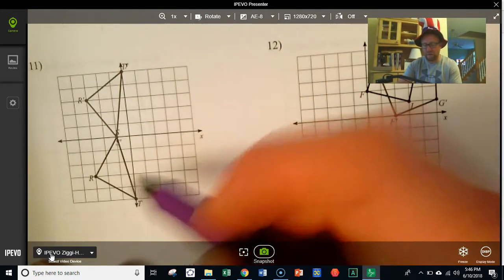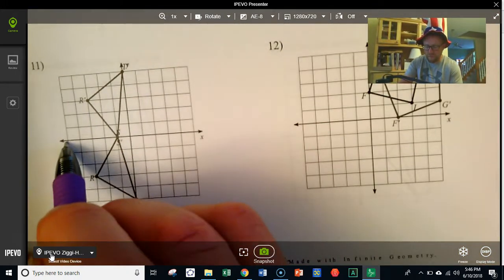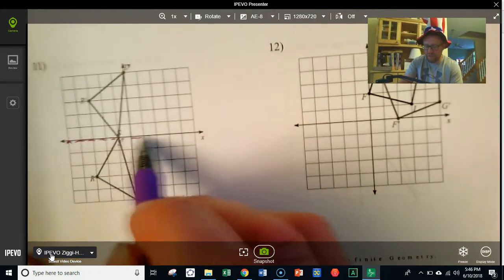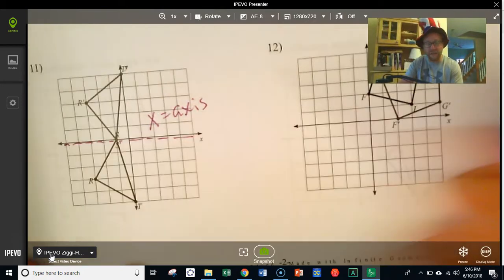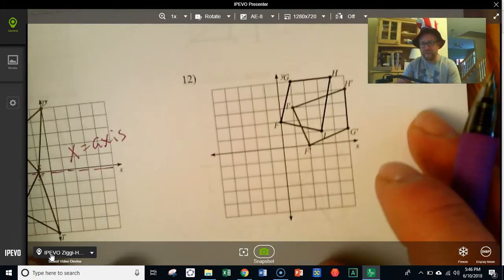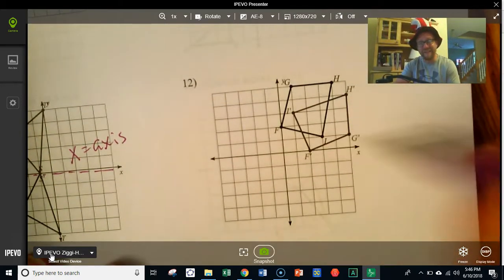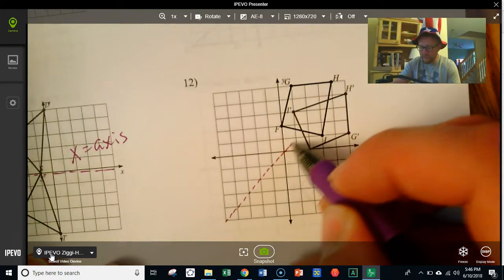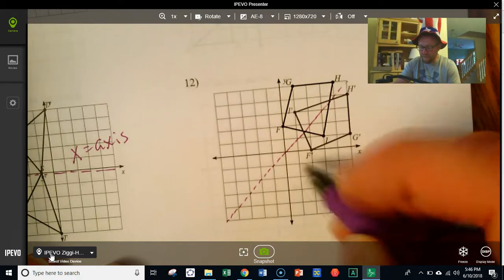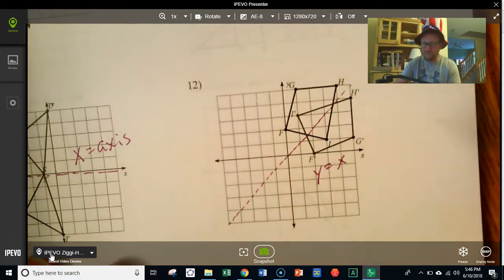Here, vertical. And here's the line, which is the x-axis. And then next door here, you can see this is again a diagonal sort of reflection. And we'll just go through it like this, and this is y equals x.